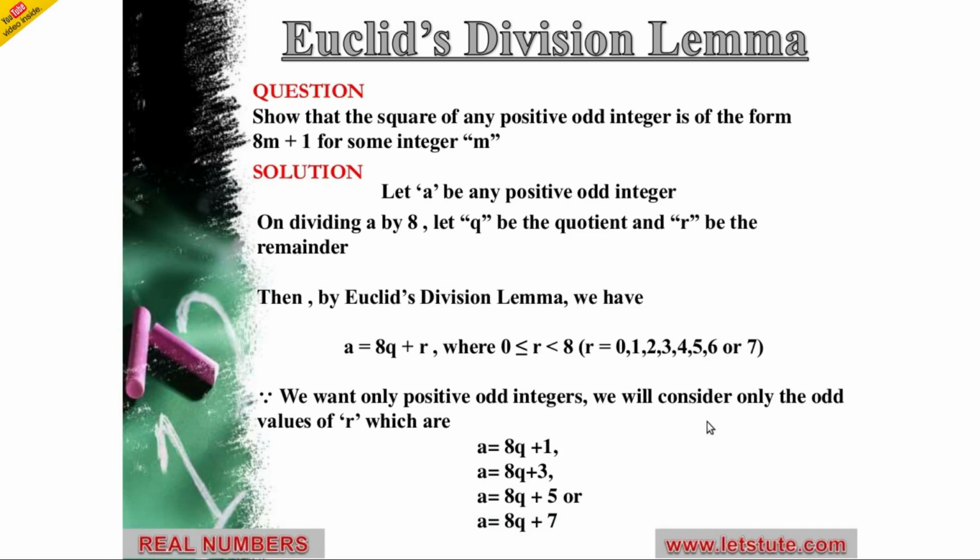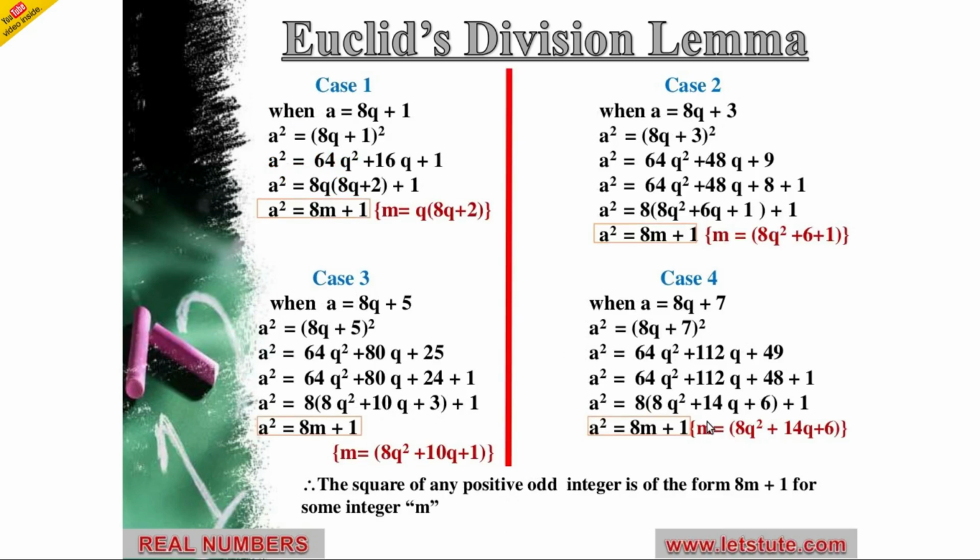So in these four cases, that is 8q plus 1, 8q plus 3, 8q plus 5 or 8q plus 7, a is a positive odd integer, right? That is given in the question. We need to show that the square of any positive odd integer is of the form 8m plus 1. So here we got positive odd integers, 1, 2, 3, 4 cases. Let's square these and then simplify it to 8m plus 1.